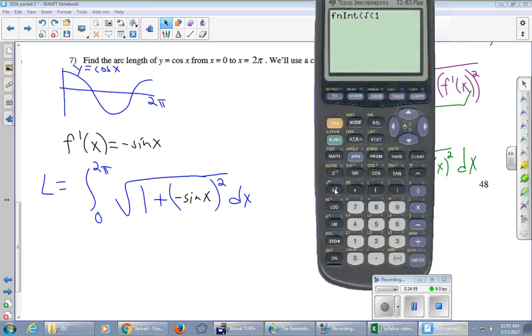Square root of 1 plus negative sine of x, that guy, sine of x squared, comma x, comma 0, comma 2 pi. One small thing before I hit enter, what do I need to check on my calculator? Yeah, I need to make sure you're in radians. Anything in calculus is in radians. Okay, so if I got my parentheses right, then this should work and give us our answer. There you go. If you take a stroll along one cycle of the cosine curve, you will walk about 7.64 units.